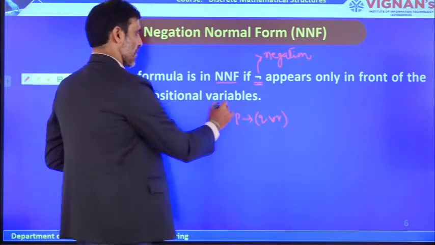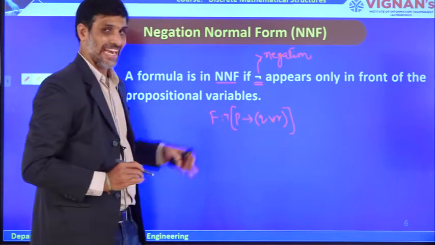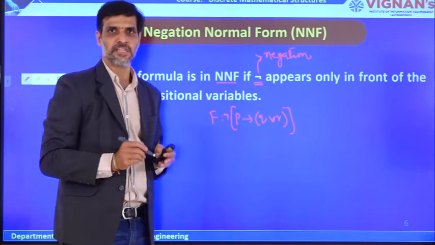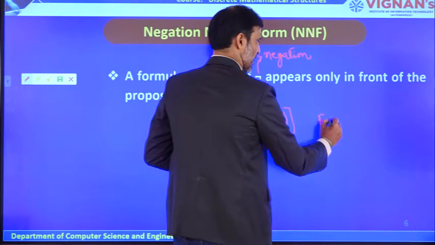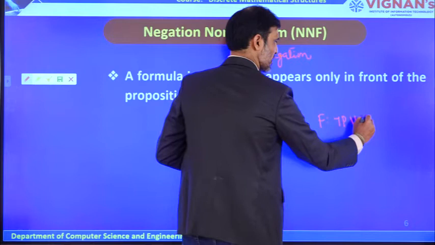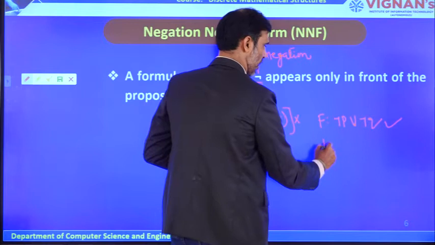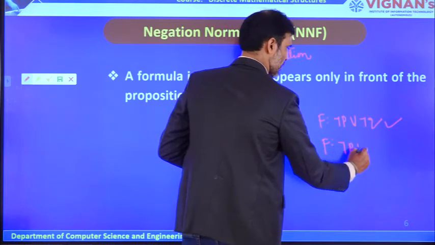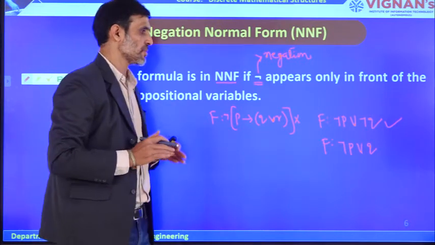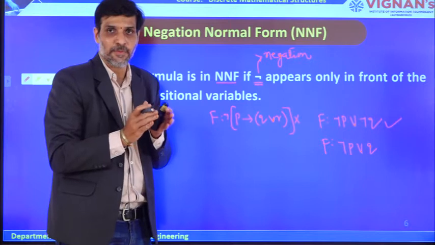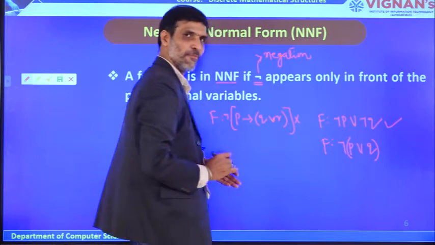Suppose there is a negation like this, ¬(P ∨ Q). Remember that this is not in NNF, negation normal form. Negation normal form is when, if you take ¬P ∨ ¬Q, this is in negation normal form, while ¬(P ∨ Q) is not. The negation appears in front of the propositional variable, only in front of the propositional variable.